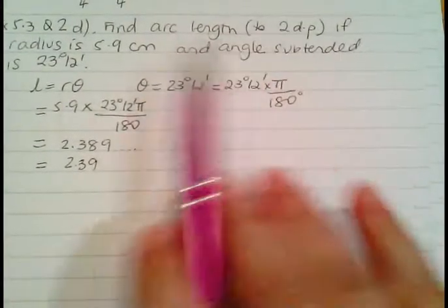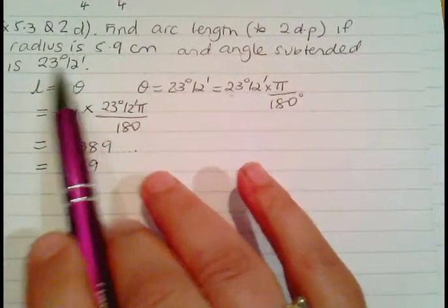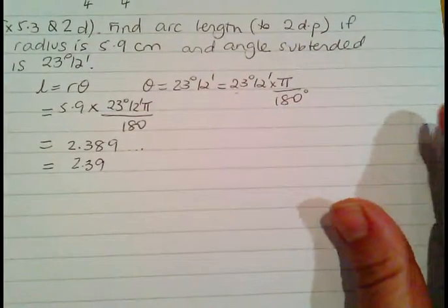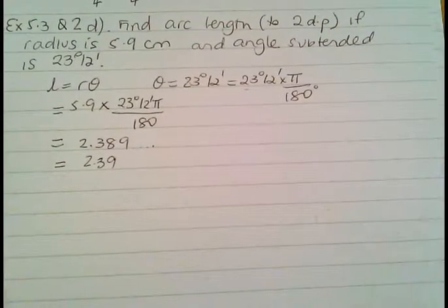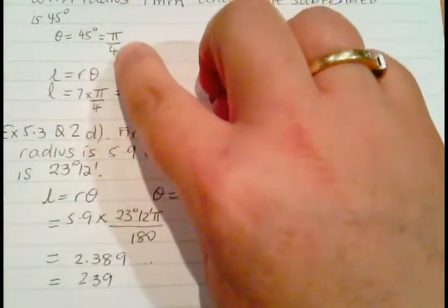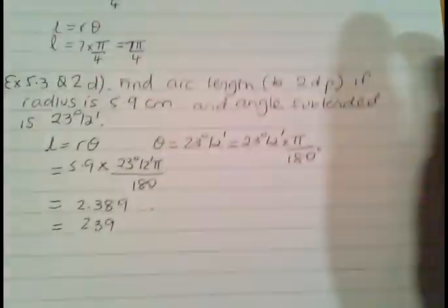Okay, so this angle has been given to you in degrees, so you need to convert it to radians. In some questions, they will just give you the angle in radians and you would just put it straight in. So if you're already told that the angle is pi on 4, you would just put that straight in. Okay.